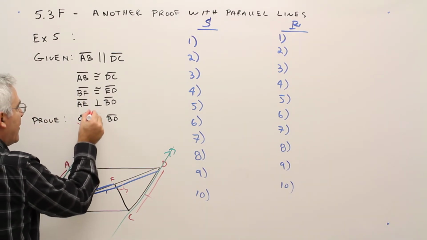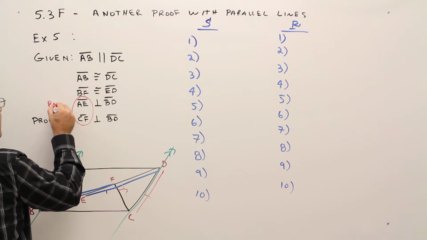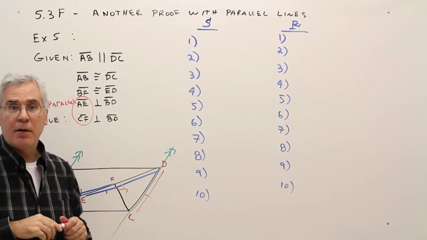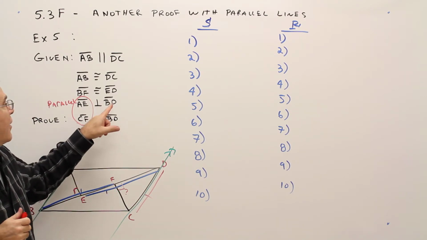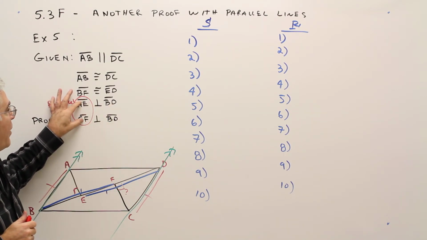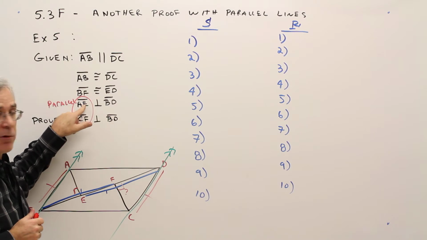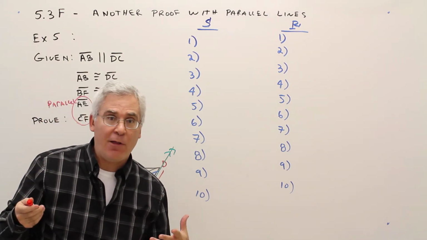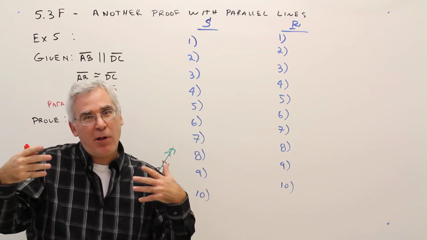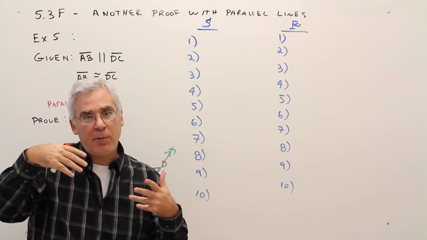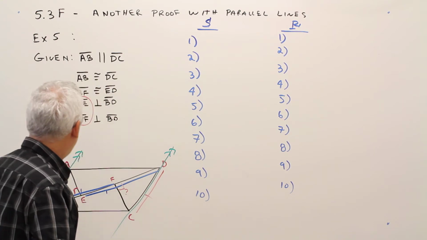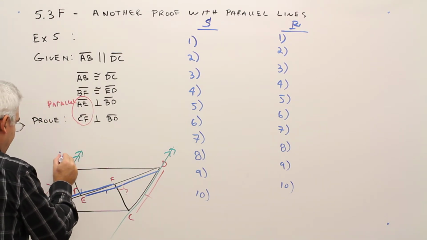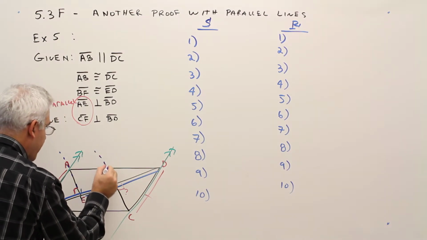So if I could get these two things to be parallel, I would be done. Because I know, if BD is perpendicular to one of two parallel lines, then BD is also perpendicular to the other parallel line. So that's one of those oddball things at the end of the theorems that I listed before. Let's try to do that. So really now, I want to get these to be parallel, if possible.